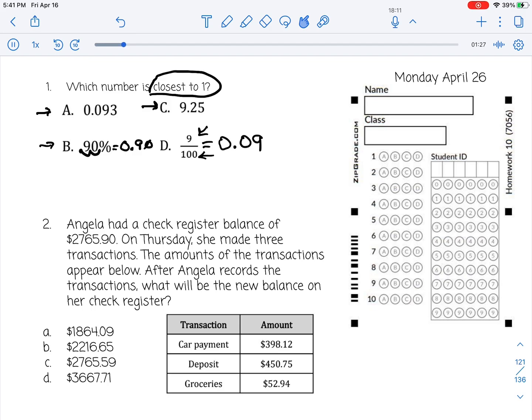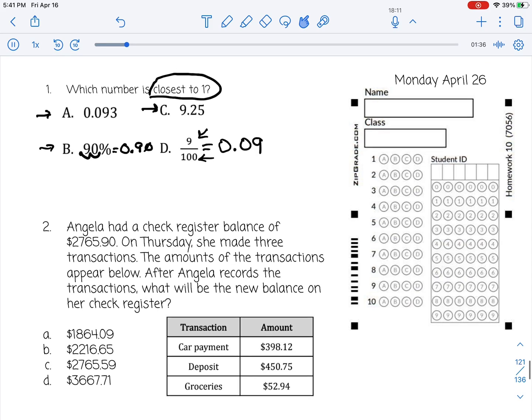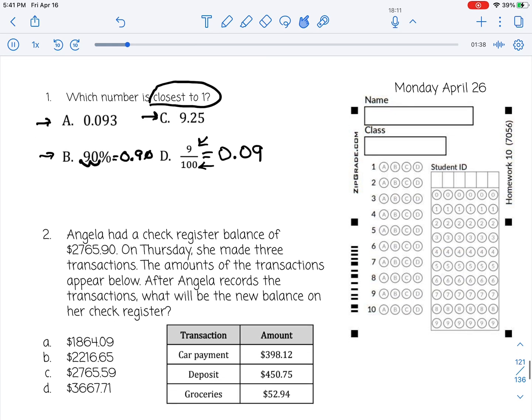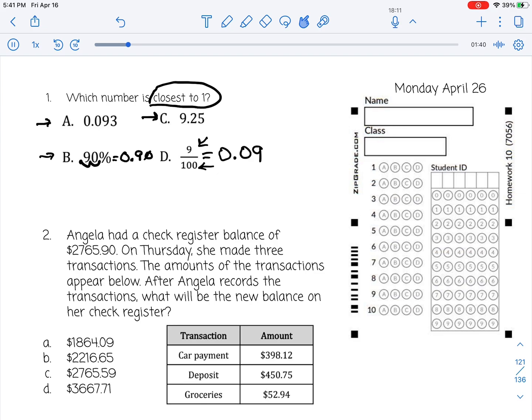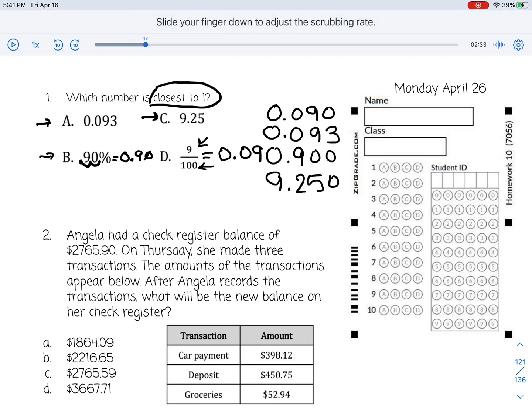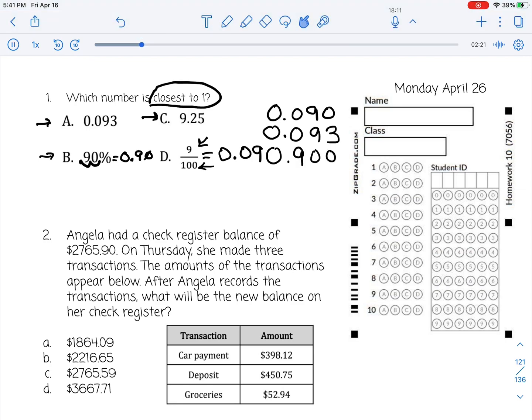Okay, so now I'm going to line up all my decimals. So I'm going to line up A. I can also line them up least to greatest if I would like. So I put a 0 right there because D would go right there. It's D. I'm going to put zeros as my placeholders, and I'm going to put 9 and 25 hundredths.